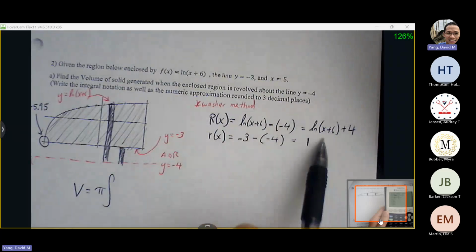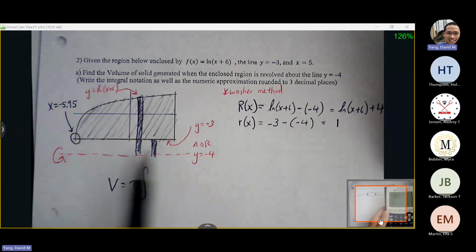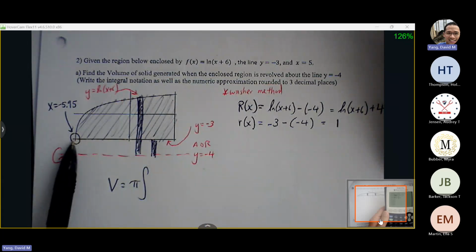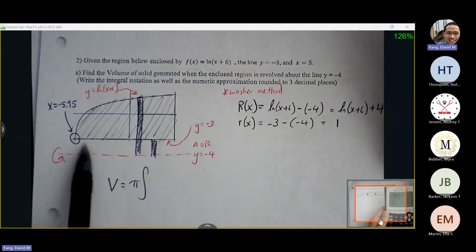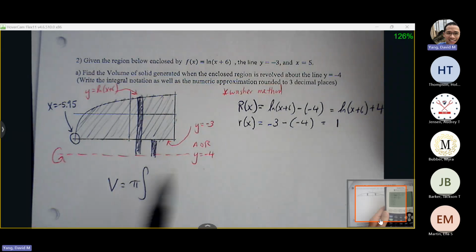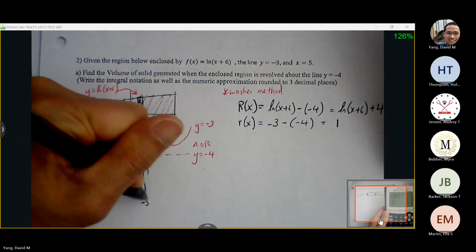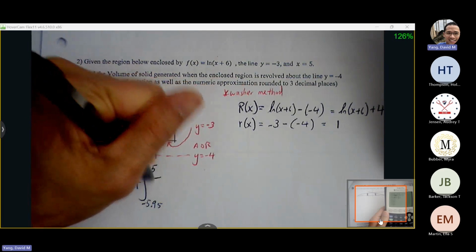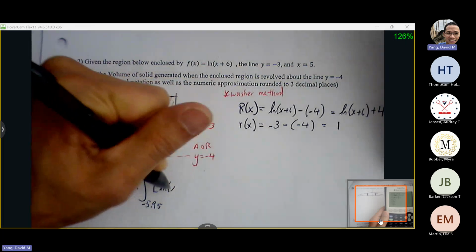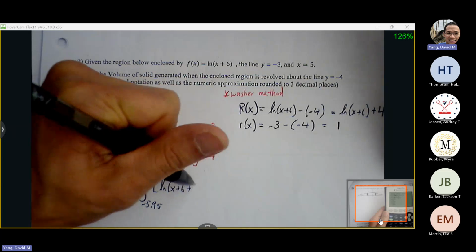Everything's in terms of x, so that means our bounds are also in terms of x. So as far left as -5.95, as far right as 5, and we're only looking at the shaded region. Make sure both your radii are getting squared separately.